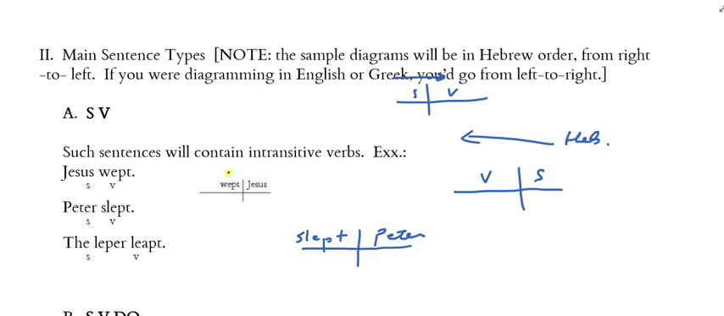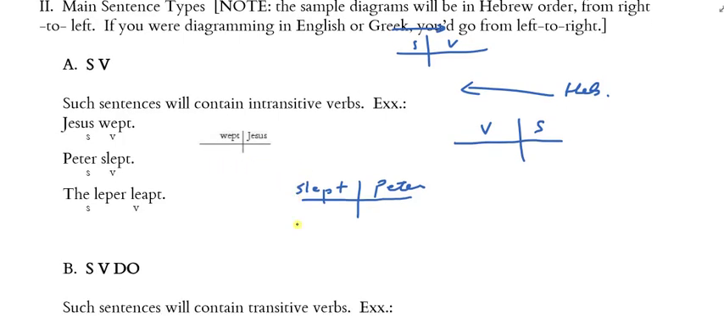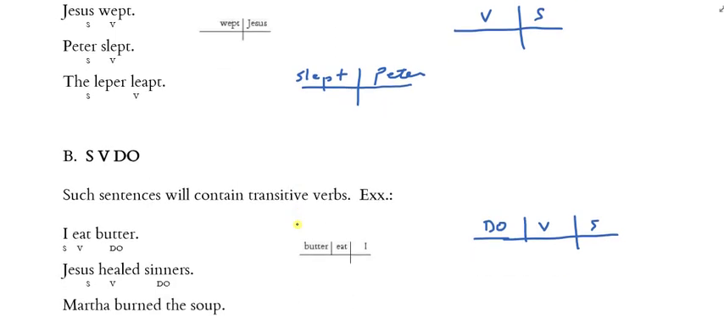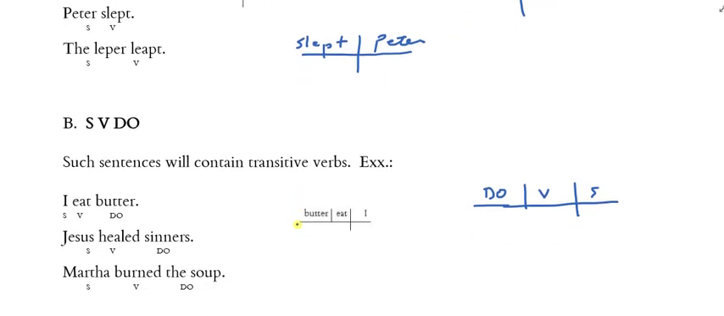Now, I diagram it a little bit differently. The core would not be different. I would just put a modifier down under wept to indicate when he wept yesterday. All right, we'll talk about how to do that a little bit later. The next sentence type is subject, verb, direct object.